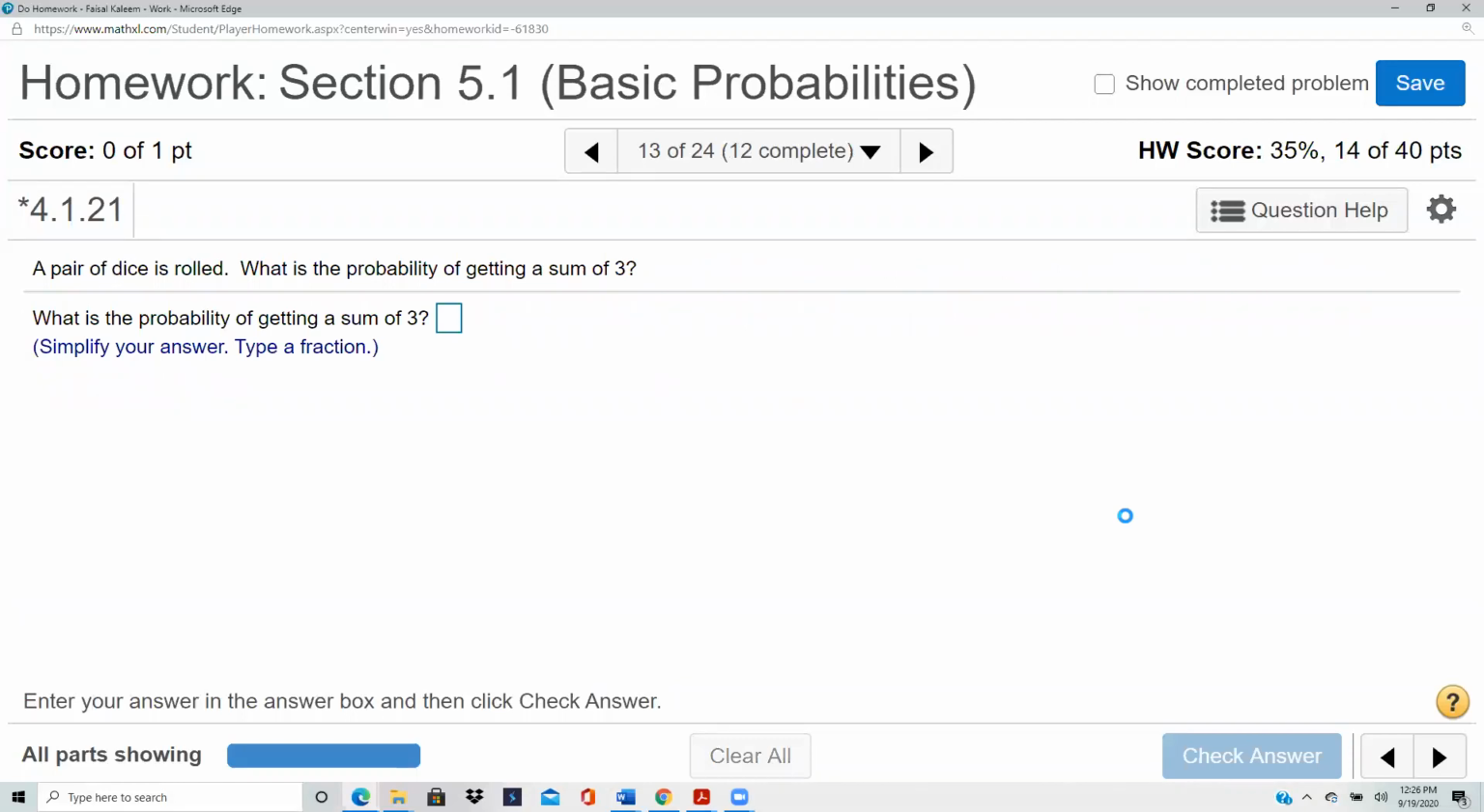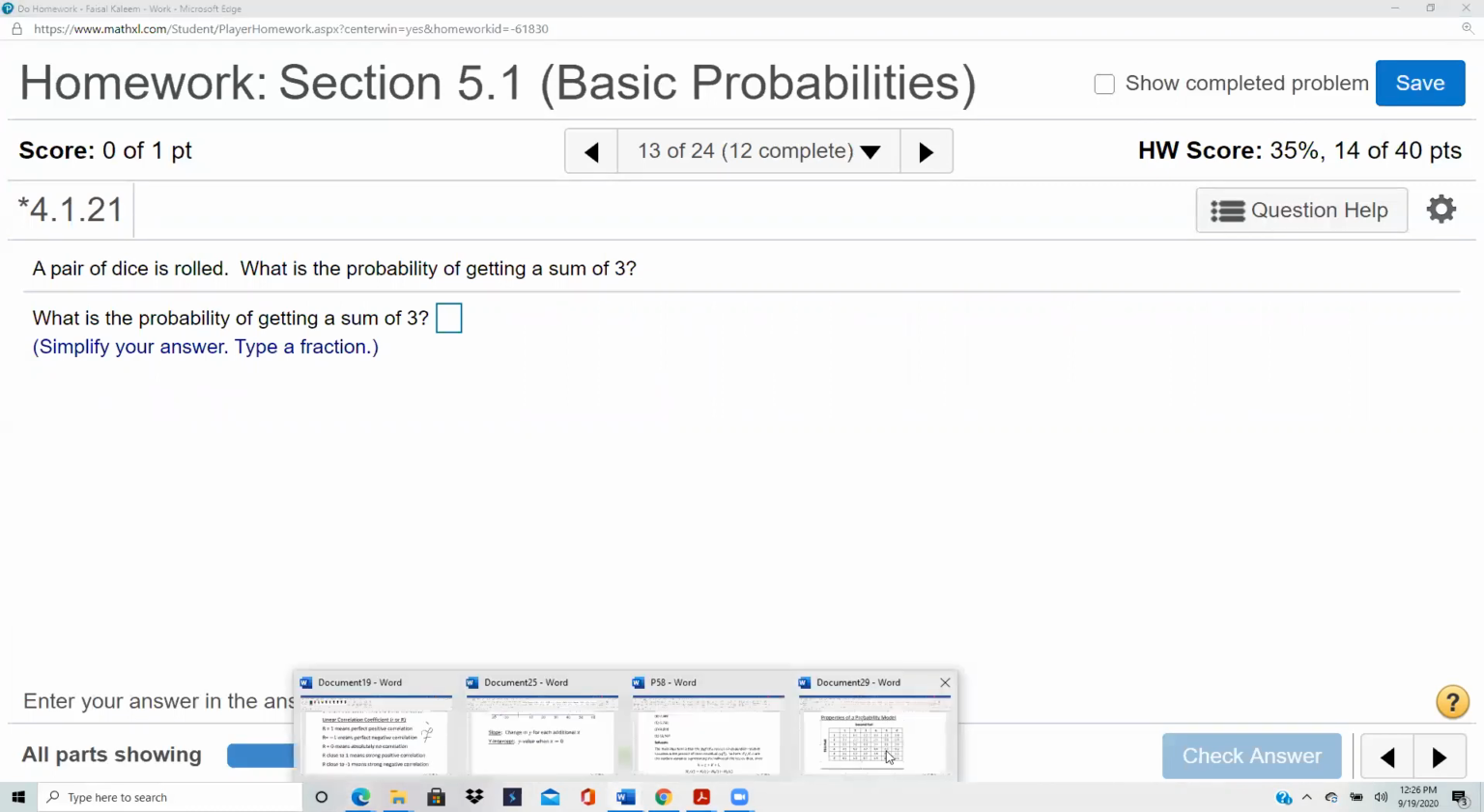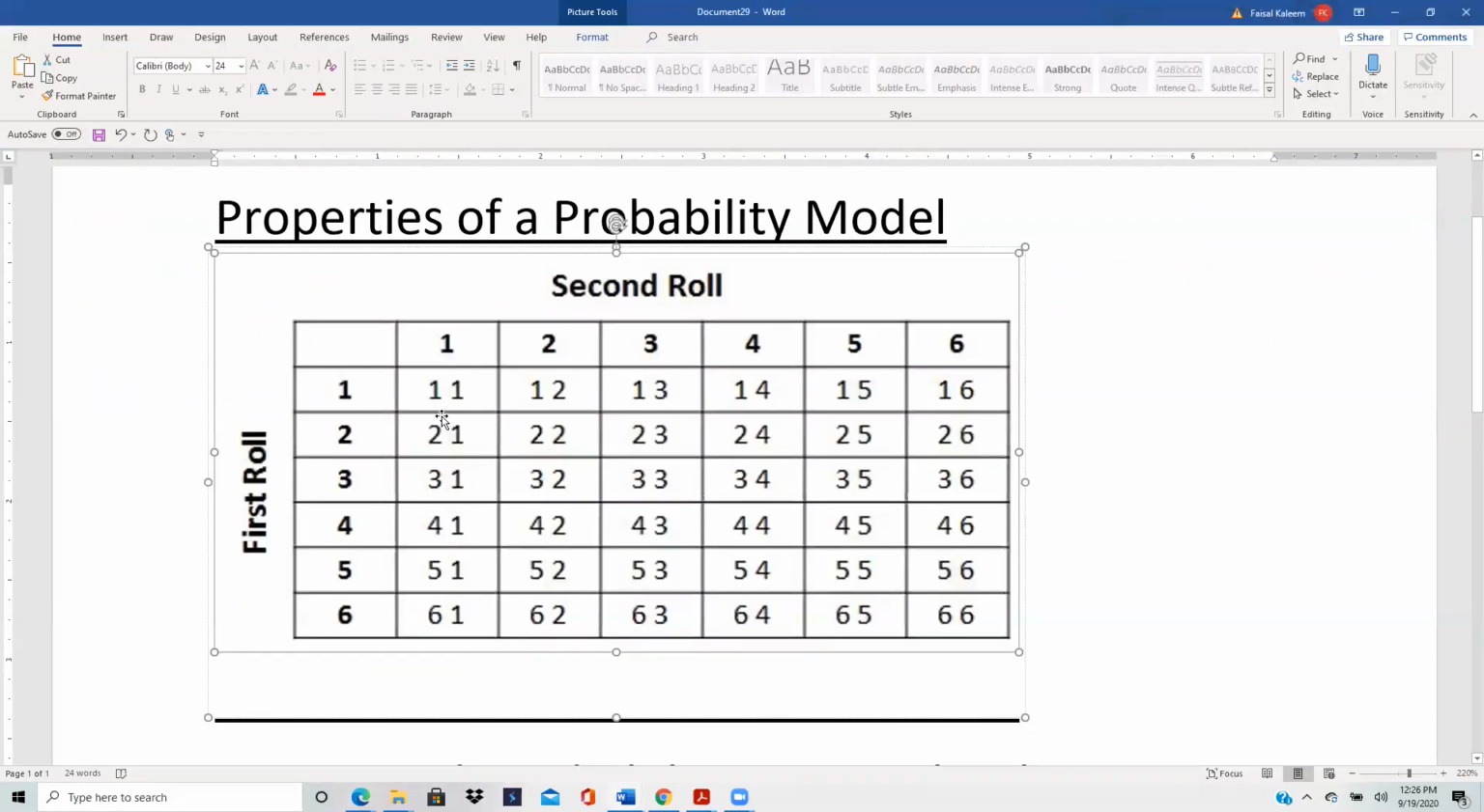A pair of dice is rolled. So previously we had a one die roll, now a pair of dice is rolled. What's the probability of getting a sum of 3? So when you roll a pair of dice, you have these possibilities. So you could get 1 and 1, 1 and 2, 1 and 3, 1 and 4, 1 and 5, 1 and 6, and similarly you can get 2 and 1, 2 in the first, 1 in the second, and so on. So actually you have 36 possibilities if you count them, 6 in each row. 6 times 6 is 36.